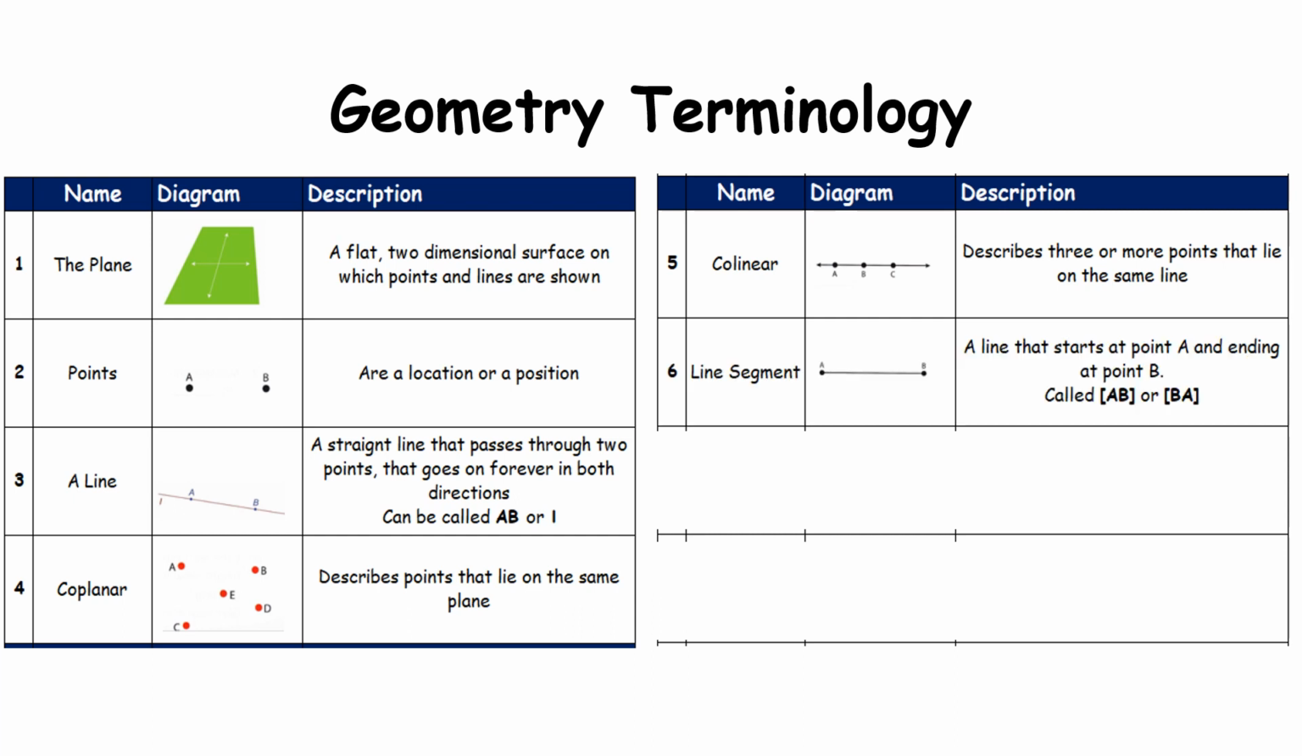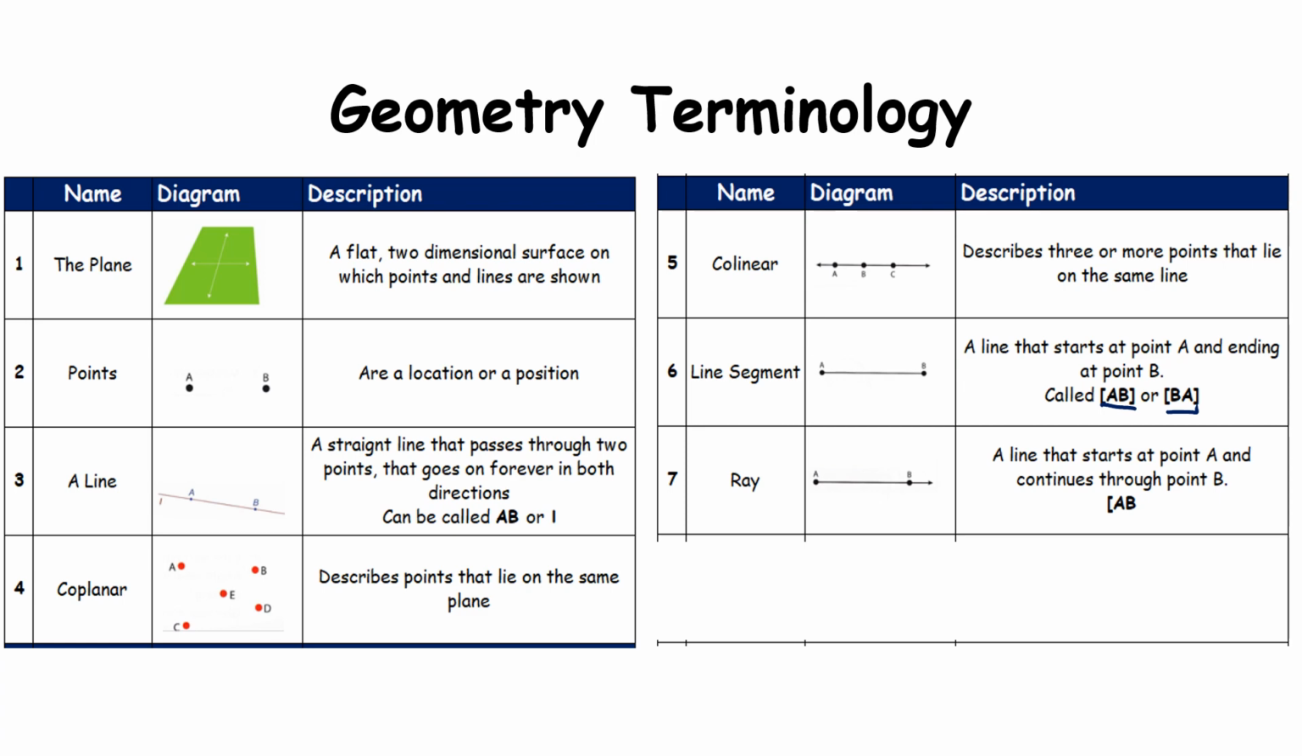So a line segment is a piece of a line. It is a line that starts at A and ends at B. It's written using square brackets, and it can be written as A to B or B to A. So you can see the two pieces here. It can be written like this or this. A line segment is just a piece of a line, so it starts and it ends.